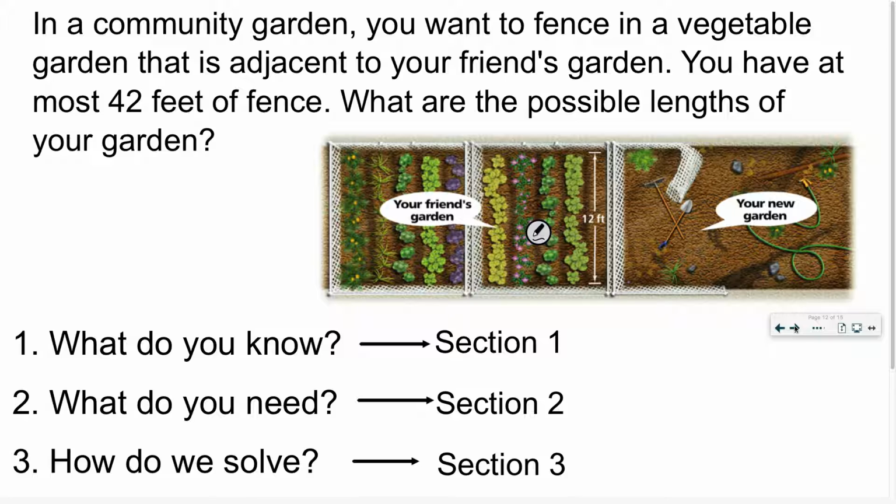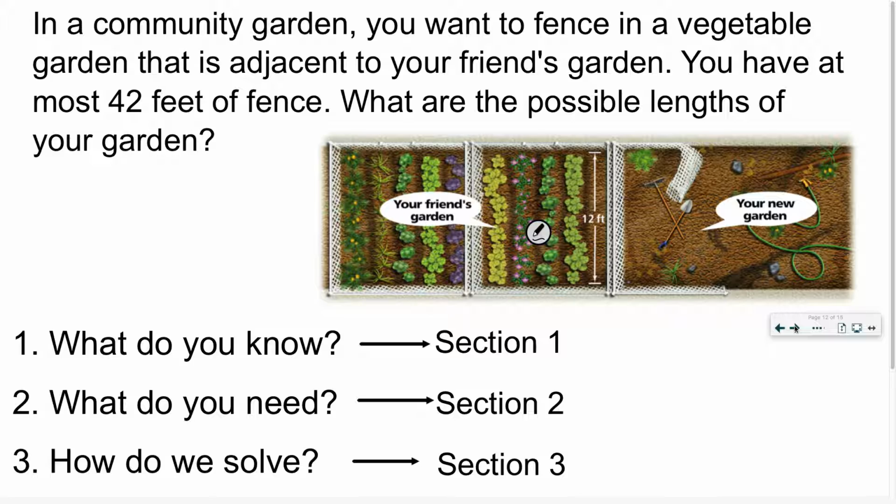In a community garden, you want to fence in a vegetable garden that is adjacent to your friend's garden. What does adjacent mean? It's a great geometry word. Isn't it like next to? Next to, yeah. You have at the most 42 feet of fence. So you can use all of it, but do you have to use all of it? No. So at the most. What are the possible lengths of your garden?